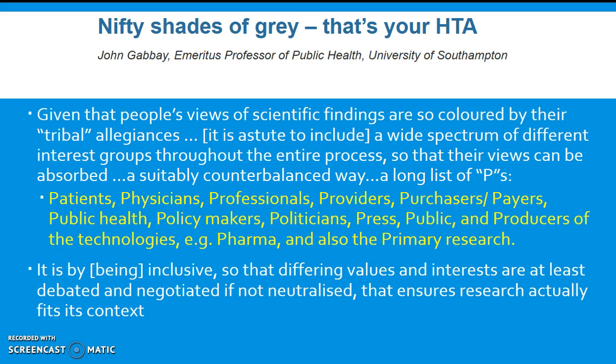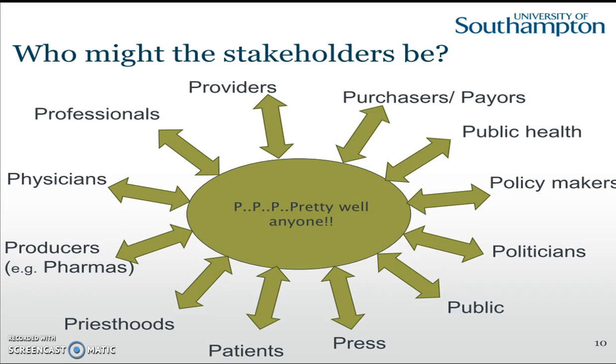And so by including all of these different values and interests, not necessarily determining the decision to please everyone, but ensuring that everyone's had a chance to represent their view, that enables it to be context-sensitive decision making. And we can see these characterized on this particular graphic also by John Gabay. And so what we'd like you to do is think about all of these in your local context. Think about the influence that they have over the policy that you're providing the evidence for and the subsequent decision.